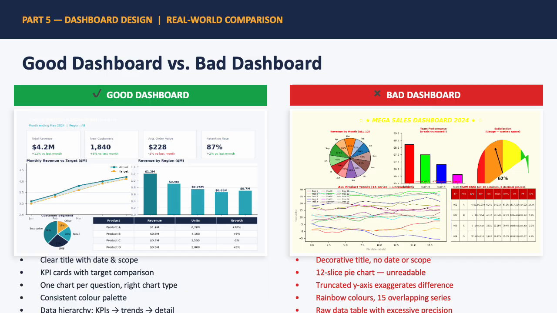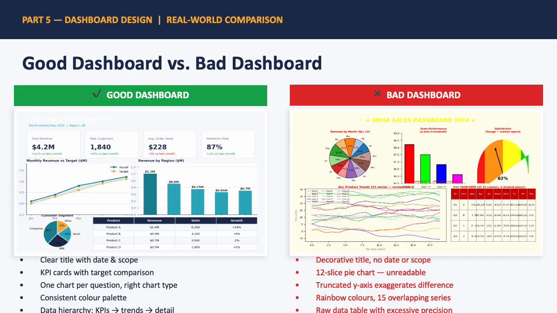Now we bring together what we have discussed so far in a direct visual comparison. On the left, you can see a well-designed dashboard. On the right, you see one that deliberately violates the principles we have covered. I want you to examine both carefully because recognizing the difference in practice is as important as knowing the theory.